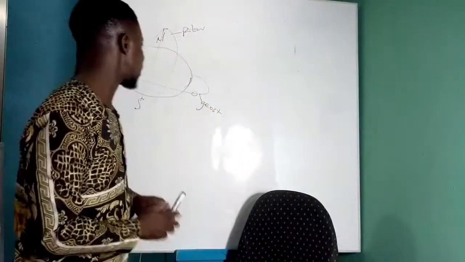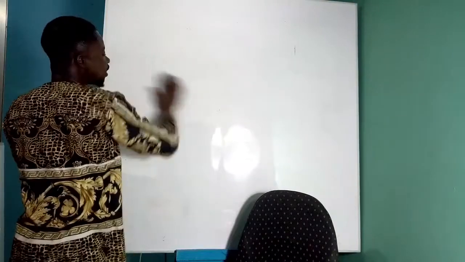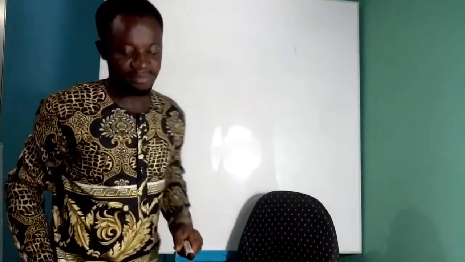So we try and obtain a relation for the escape velocity of a satellite. To be able to obtain a relation for the escape velocity, we must know something we call the conditions for a satellite to escape the Earth's gravitational field. We have only one condition.